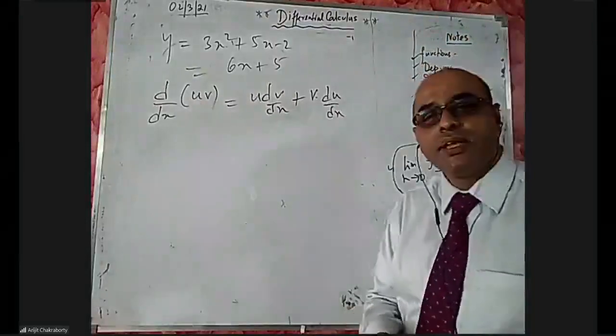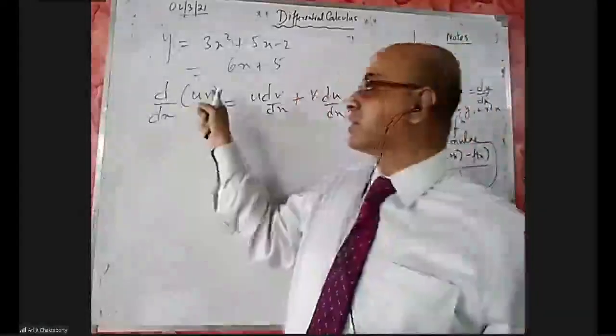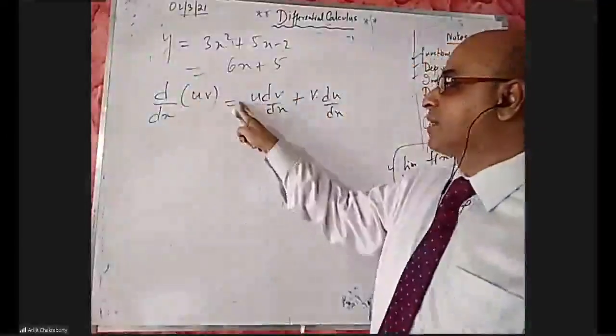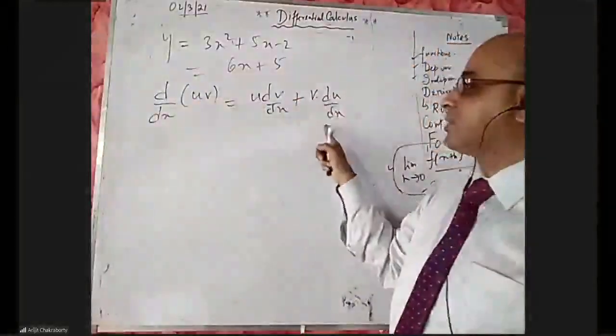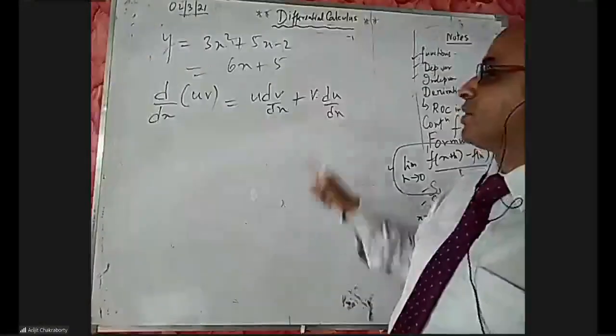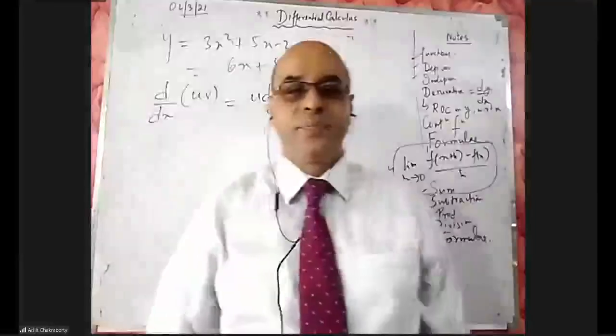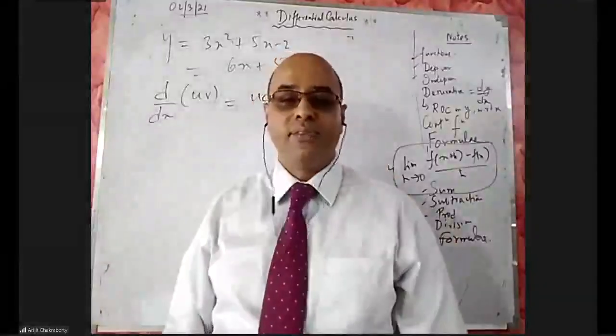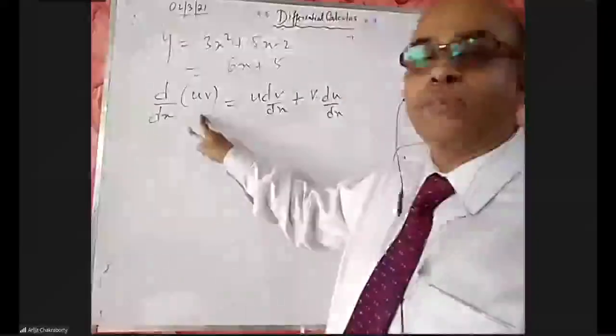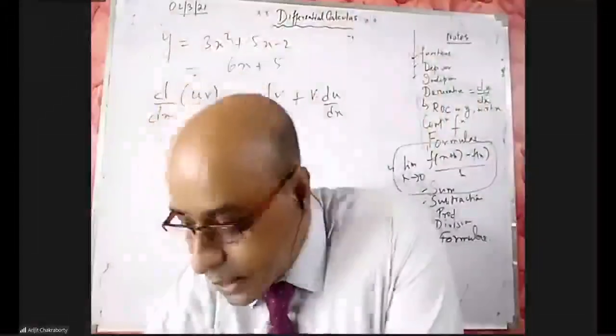So the first person, don't fight. Fight the second person first. So first person kept out, fight with the second person. In the second expression, keep the second person outside, fight with the first person. Where u is the first person and v is the second person, or the first function and the second function.